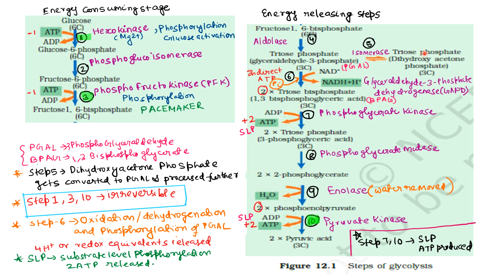Okay, now by itself, DHAP cannot undergo the subsequent stages of glycolysis. It needs to be converted into glyceraldehyde 3-phosphate in order to undergo the subsequent stages. Okay, now one molecule of glyceraldehyde 3-phosphate or PGAL is, in the sixth step, converted into 1,3-bisphosphoglyceric acid. This step is very important.